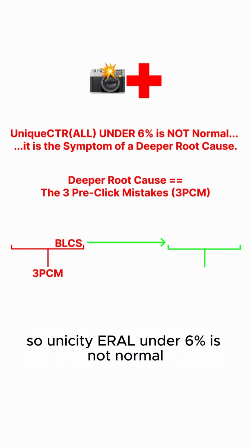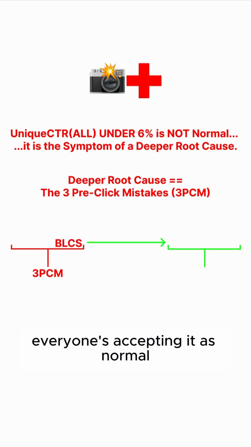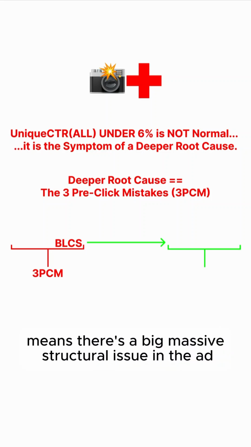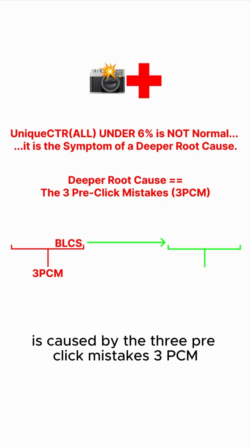So unique CTR all under 6% is not normal. Super common, but it's not normal. It's actually the symptom of a deeper root cause. Everyone's accepting it as normal. It's not normal. It means there's a big, massive structural issue in the ad. And that deeper root cause is caused by the 3 pre-click mistakes, 3 PCM.